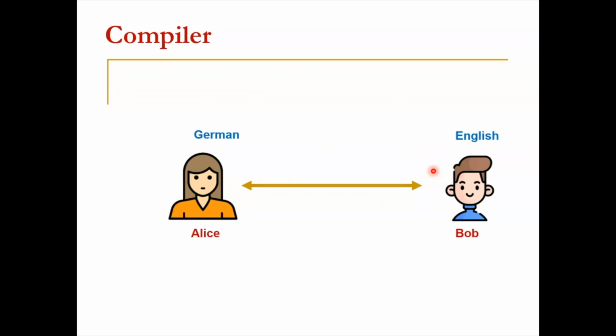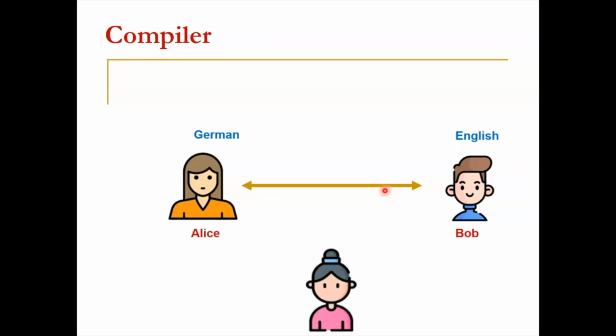So before moving to the formal definition for the compiler, let us consider a real-world scenario. Suppose we have two persons, Alice and Bob, and Alice knows only German and Bob knows only English. So the communication between these two persons will not be quite easy, right? Because Alice knows only German, and as I have already mentioned, Bob knows only English. So how can we solve this situation?